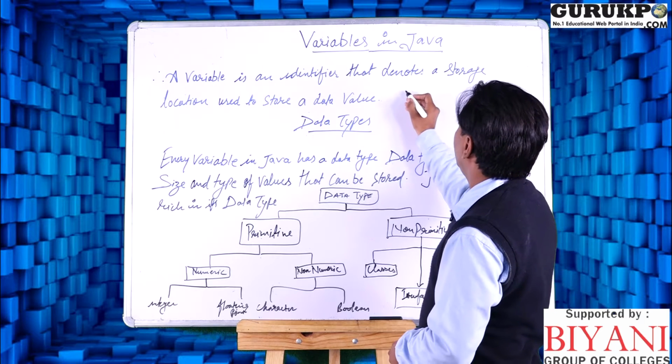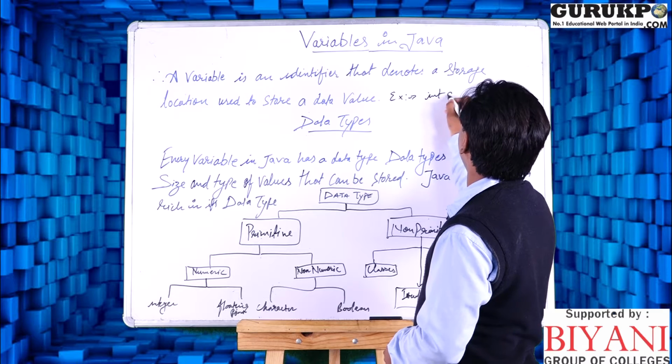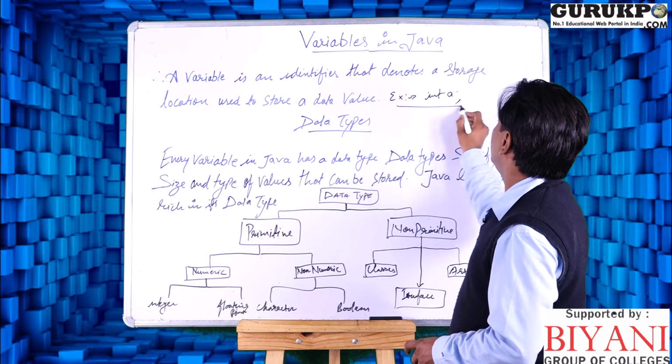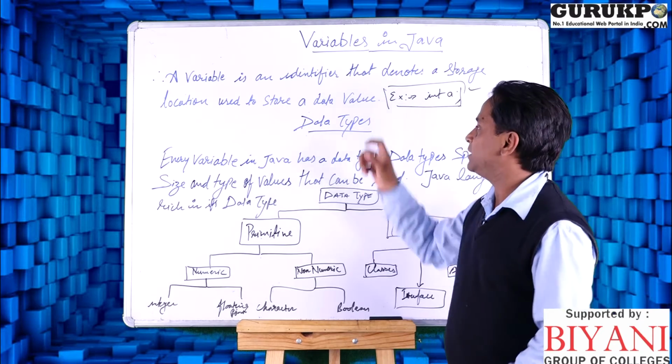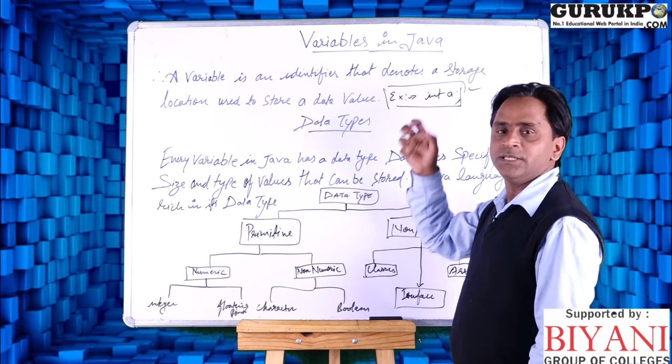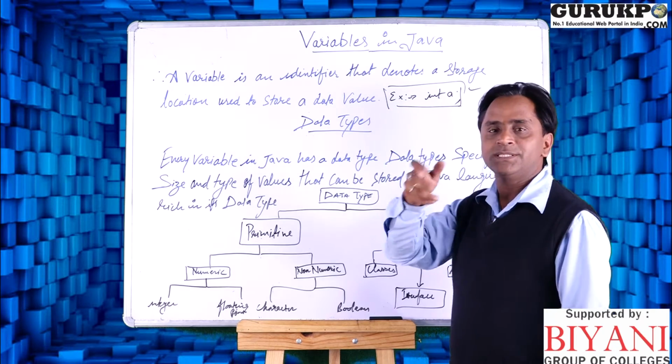For example, int a. We have to use this in our variables. Variables are used like this, for example, int a, int b.